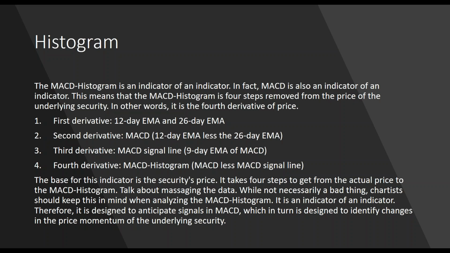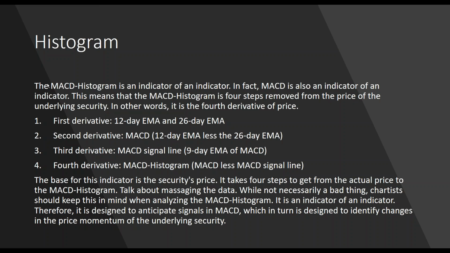The base for the indicator is the security's price. It takes 4 steps to get from the actual price to the MACD histogram. Talk about massaging data. While not necessarily a bad thing, chartists should keep in mind that when analyzing the MACD histogram, it is an indicator of an indicator. Therefore, it is designed to anticipate signals in MACD, which in turn is designed to identify changes in price momentum of the underlying asset.